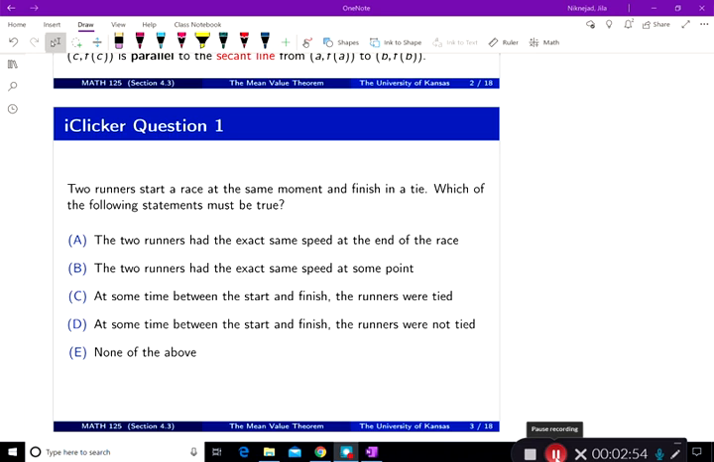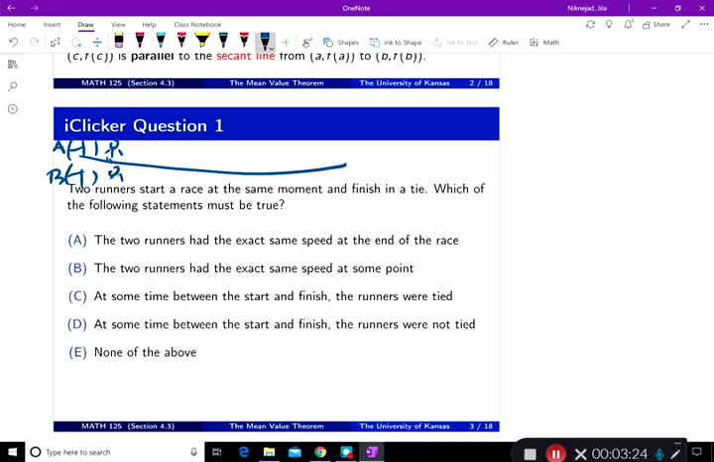So I hope you paused, and now let's continue with the question. There are two runners, and let's say that they are running along this path. There's runner A, whose position is going to be A(t), and runner B, whose position is going to be B(t).